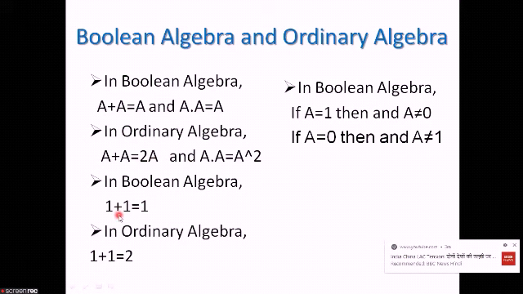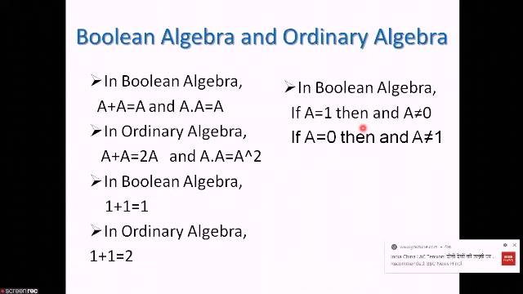That is, we are having some binary addition. And in ordinary algebra, 1 plus 1 will be equal to 2. In Boolean algebra, if A is equal to 1, then A complement will be not equal to 0 but equal to 0. Similarly, if A is equal to 0, then A complement will be equal to 1. These are all the conditions of the Boolean algebra and the ordinary algebra.